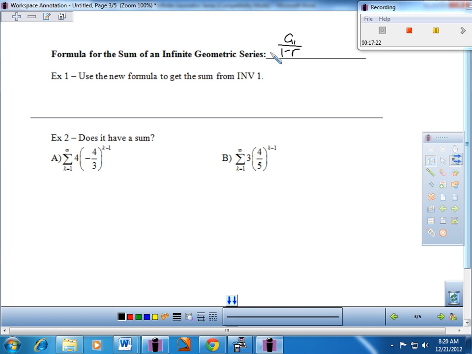So it looks like there's an example 1 on your paper here. It says use the new formula to get the sum from investigation 1. So everyone, this would be kind of the situation at hand. We would be doing from the first term to the infinite term of, and if you remember correctly, that we started at 3. The r value was 1/2. So this would be our representation for the terms in that particular pattern. 3 times 1/2 to the variable minus 1.